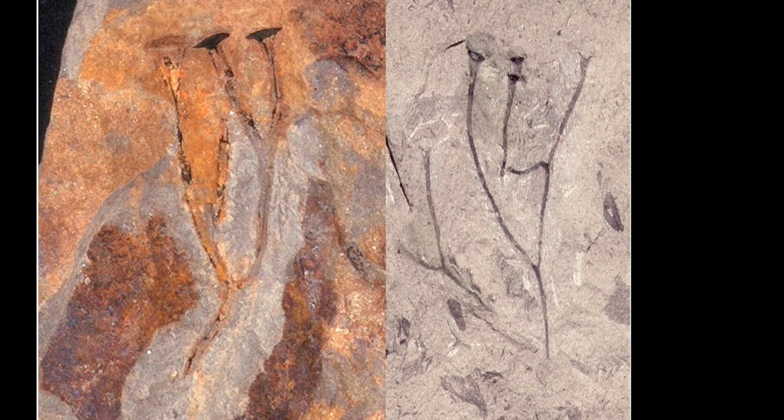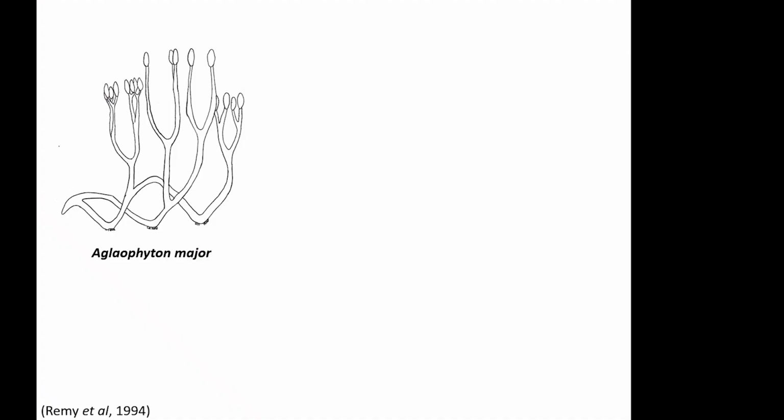The preserving power of the waters of Rhynie, thanks to the environmental conditions at that time, was so great that you actually have preservation of early plants almost intact. So this is an early plant, and you can see the bifurcating branches and the spore-bearing structures held at the end there. But it gets even better than that.